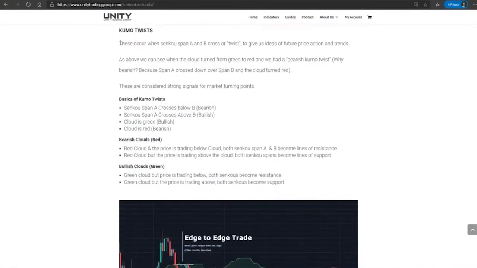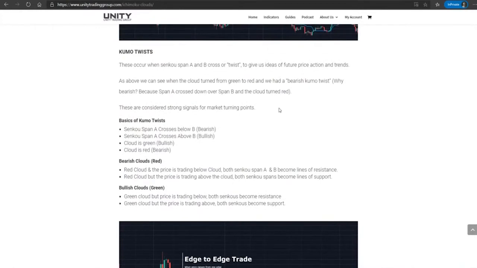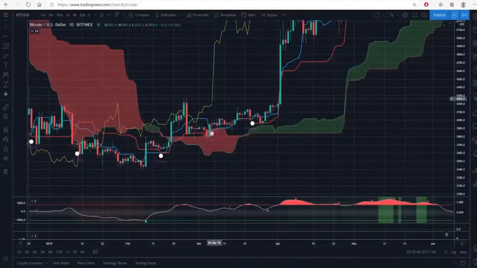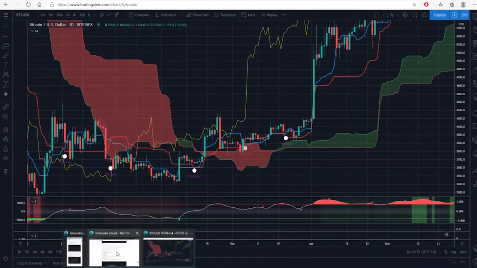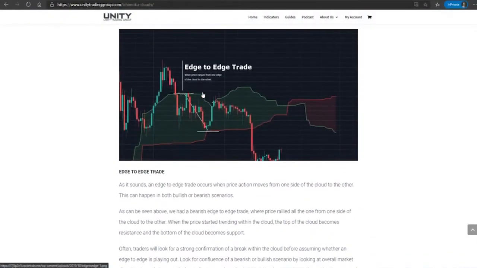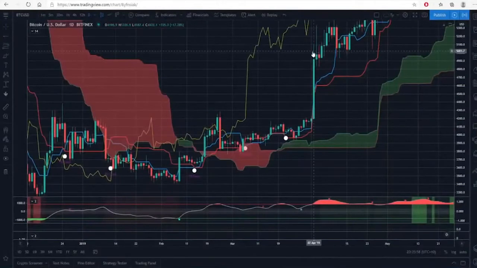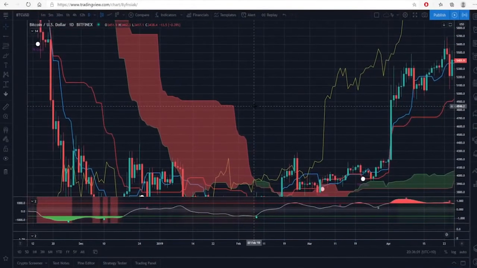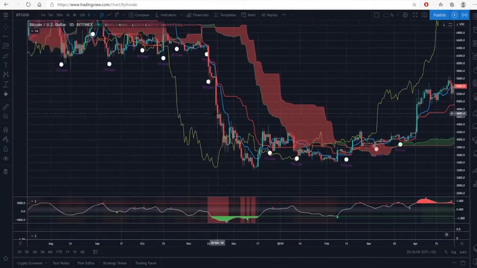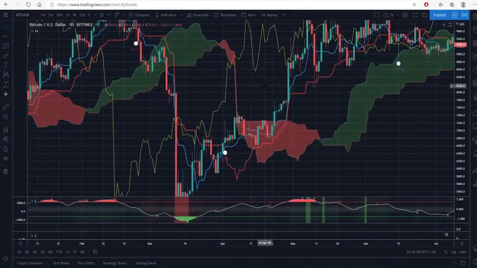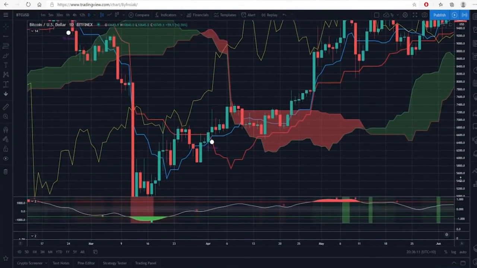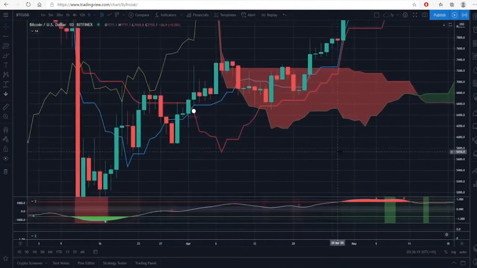Kumo twists. So these tell you about the basics of the Kumo twist, and we've broken this down for you really well. When your green is above your red, Senkou span A is above red, bullish. When the red is on top, bearish. Pretty basic stuff. All right, let's look at edge-to-edge trades. These are so good because they are often very predictable in a lot of environments. Okay, here we go. So let's have a look at an edge-to-edge trade.